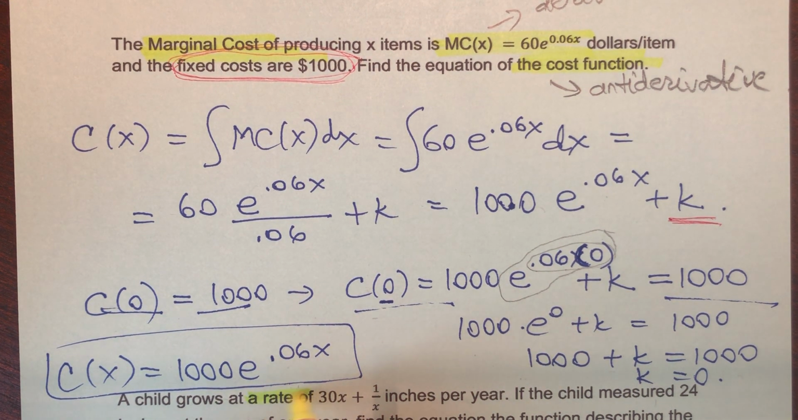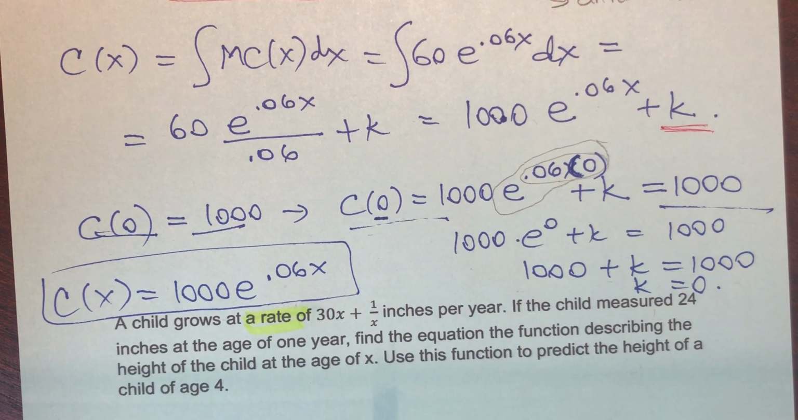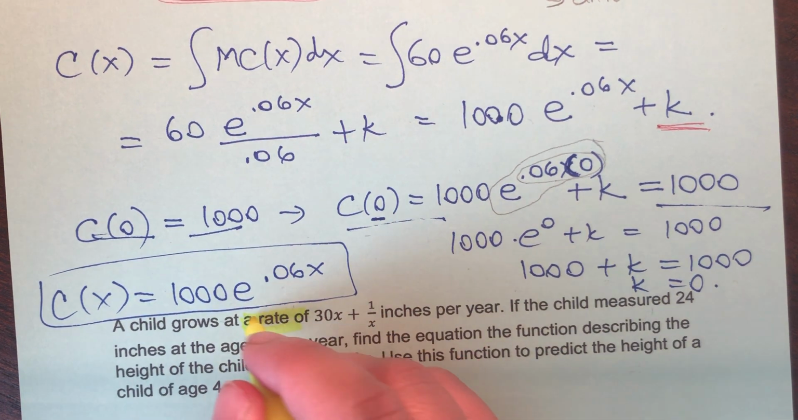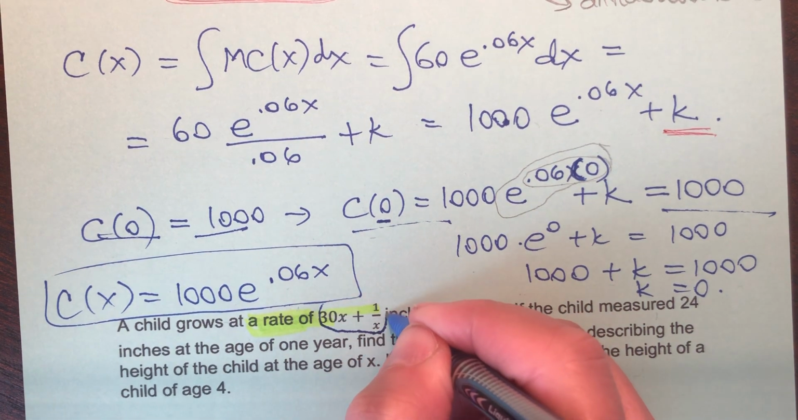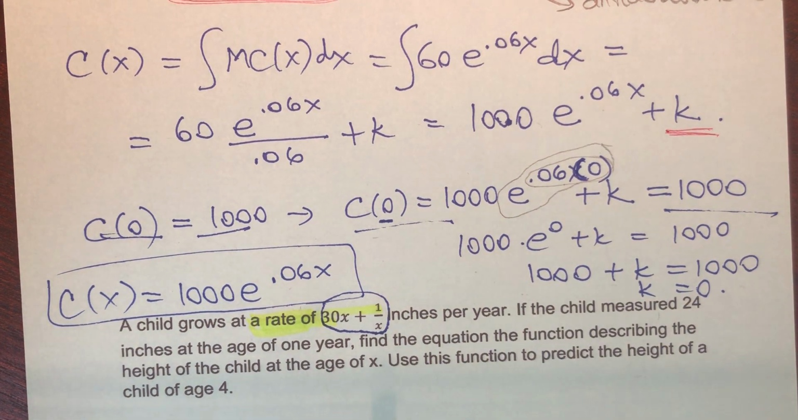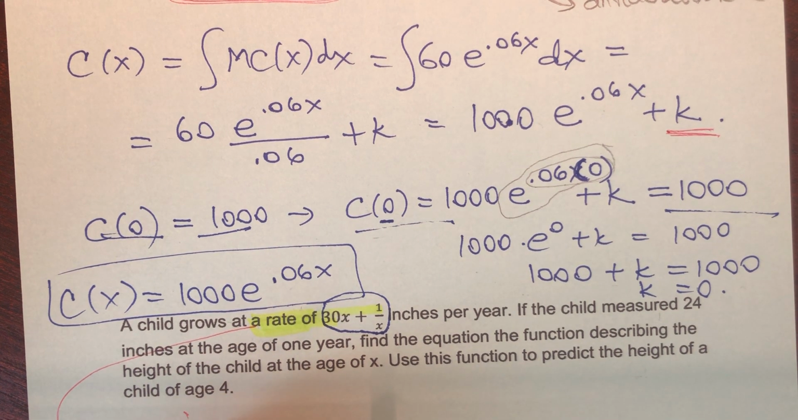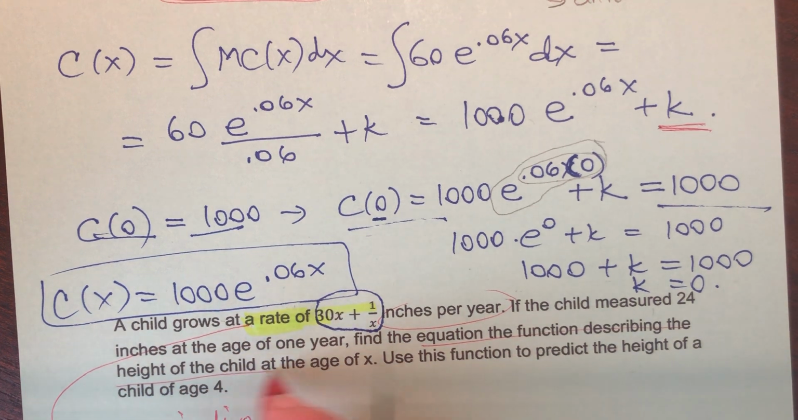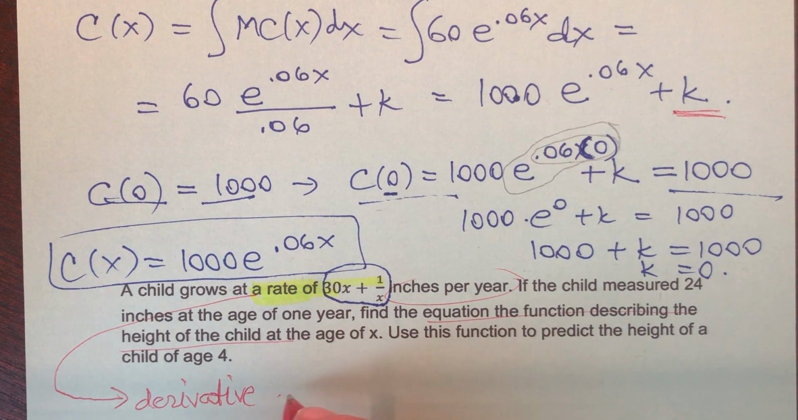Okay. So one more. Remember, we had the value in the account that was growing at a rate of... this one says the child is growing at a rate of, and here is the function, the rate, in inches per year. So we know the growth rate, so we know the derivative. What we want is the total inches. Find the equation that describes the height of the child at the age of x. So we want to find the antiderivative.